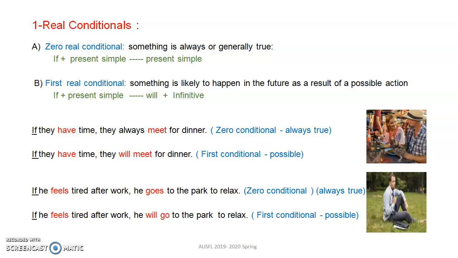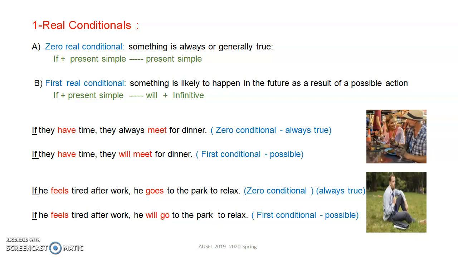Let's start with real conditionals. We use zero conditional when something is always or generally true. We use both simple present in the if clause, or condition clause, and in the result clause.